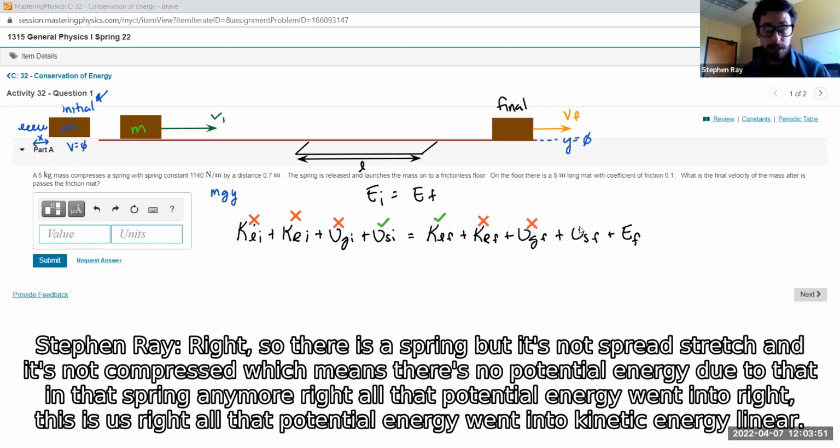So there is a spring, but it's not stretched and it's not compressed, which means there's no potential energy due to that spring anymore. All that potential energy, this is U_S, went into linear kinetic energy.